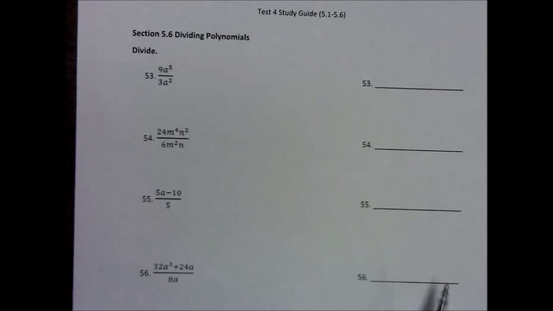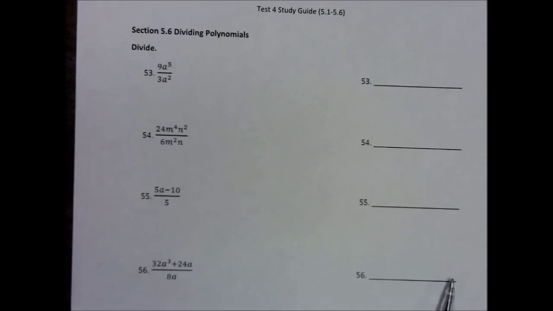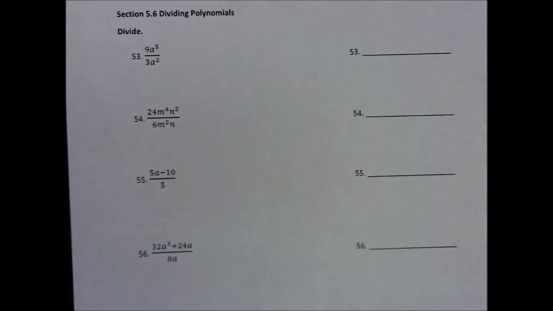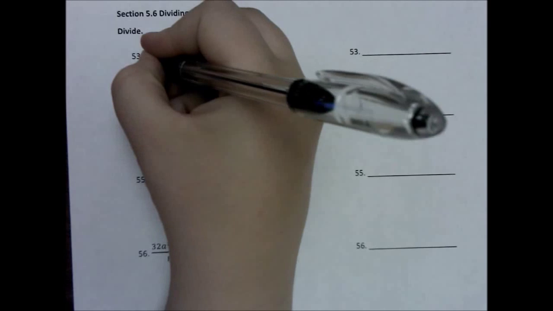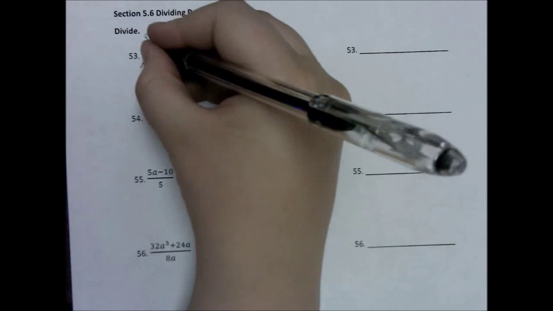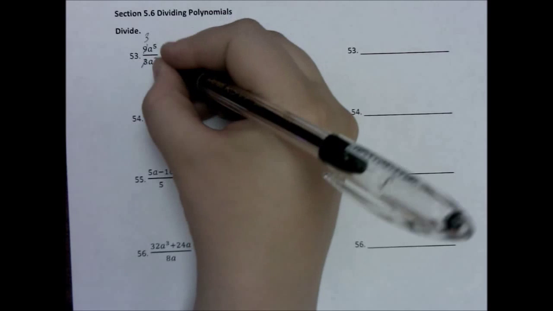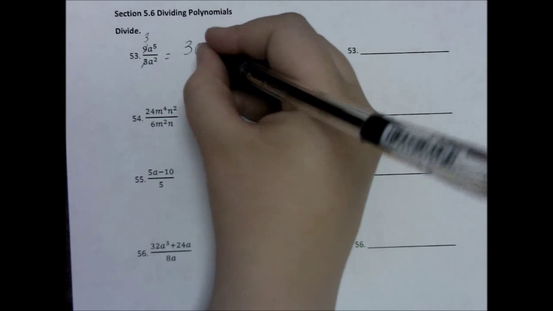Now we're going to move to the last page, which is page 8. Okay, so on number 53, that problem and number 54 are very similar to the problems that we found in section 5.1. So we just simplify to say that 3 goes into 9 3 times, and then a to the 5th divided by a squared. 5 minus 2 is 3, so I would have a to the 3rd.